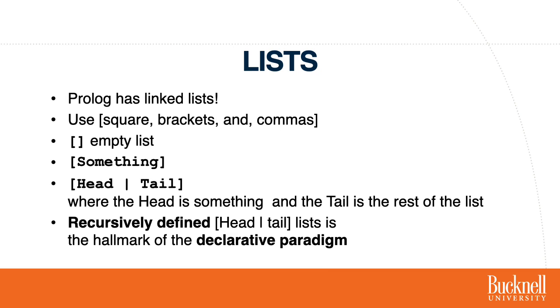Prolog has linked lists, which are recursively defined. To declare a list, use the square brackets and use commas to separate the elements in the list. Square brackets with nothing in it is the empty list. As far as Prolog is concerned, there's only actually 3 types of list: the empty list, a list with something in it, and a list with a head and a tail, where the head is something and the tail is another list, specifically the rest of the list.